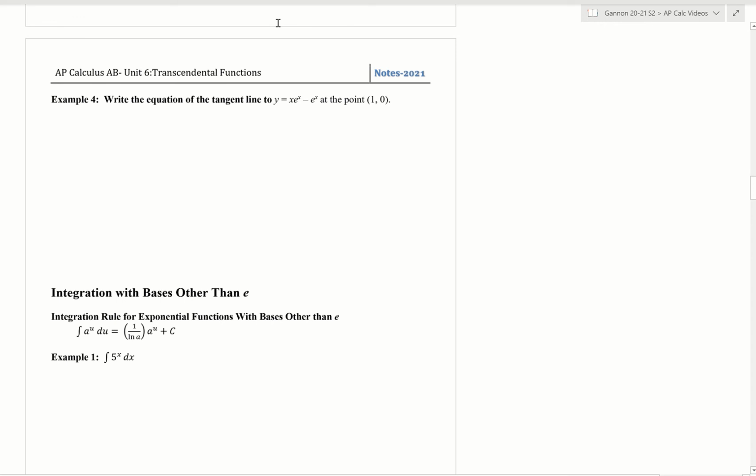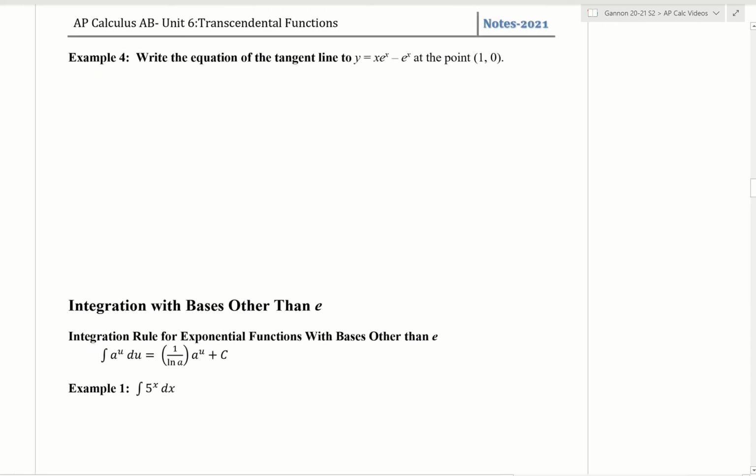Welcome back to part 2 of the 6.2 notes. We're going to pick up where we left off and just take a look at example 4. So here we want to write the equation of the tangent line to y equals x e to the x minus e to the x at the point (1, 0).